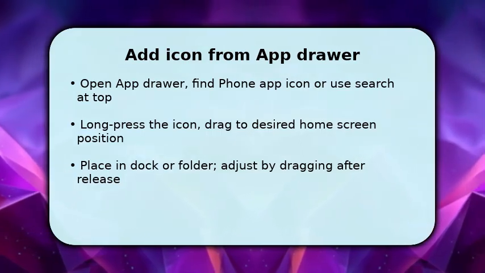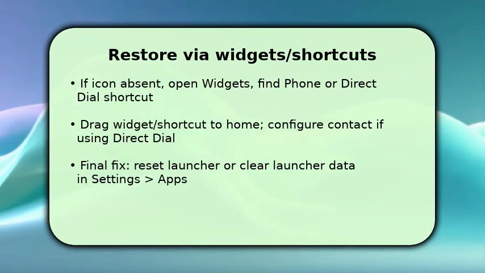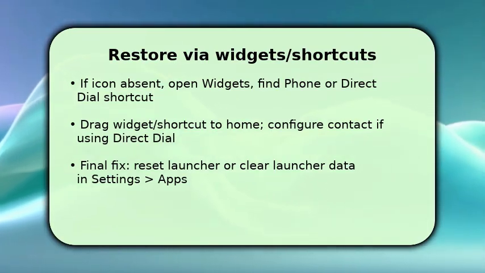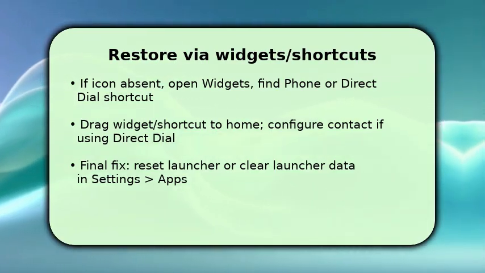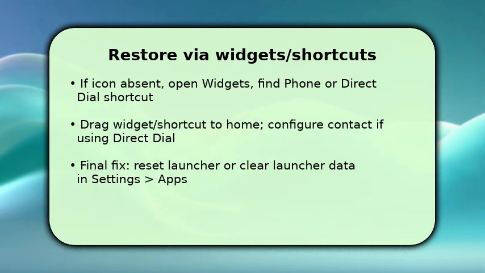If the phone icon still won't appear, open Widgets and find the phone shortcut or direct dial widget, then drag it to the home screen and set the contact if prompted. This bypasses missing app icons by creating a functional shortcut. Once done, make sure calling works by tapping it.